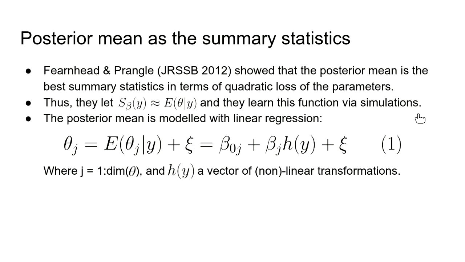And then in their paper they also model the posterior mean with a linear regression model that we have here. In this model, we actually have one linear regression model for each dimension of theta. So for each theta j, we have one of these models. And h_j is a vector of nonlinear transformations of the data that is used in this linear regression approach.